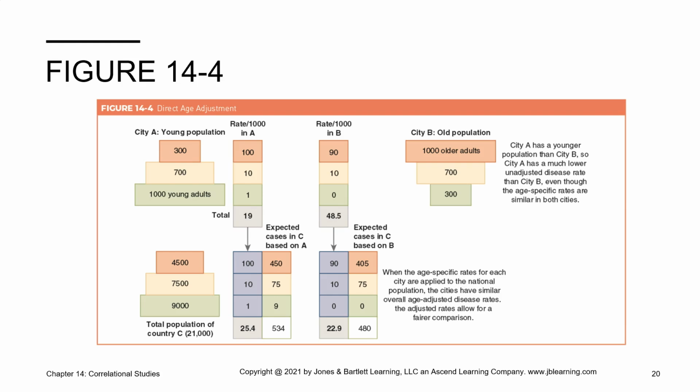And so figure 14.4 goes over a direct age adjustment in two different cities. City A includes a young population, and City B includes an old population. And here you can see how the rates are adjusted on your own time.